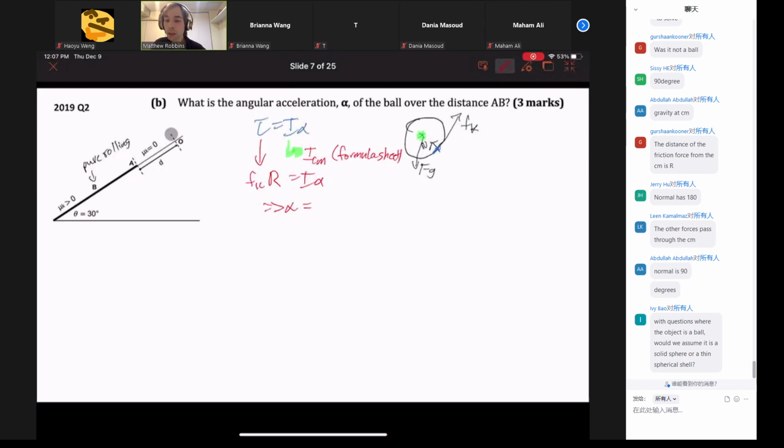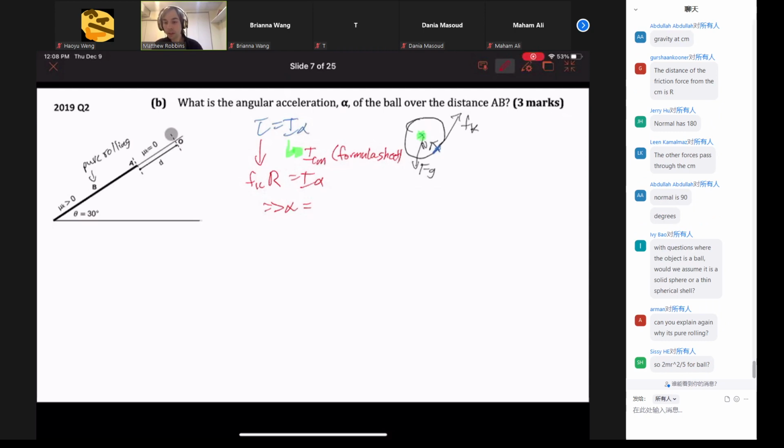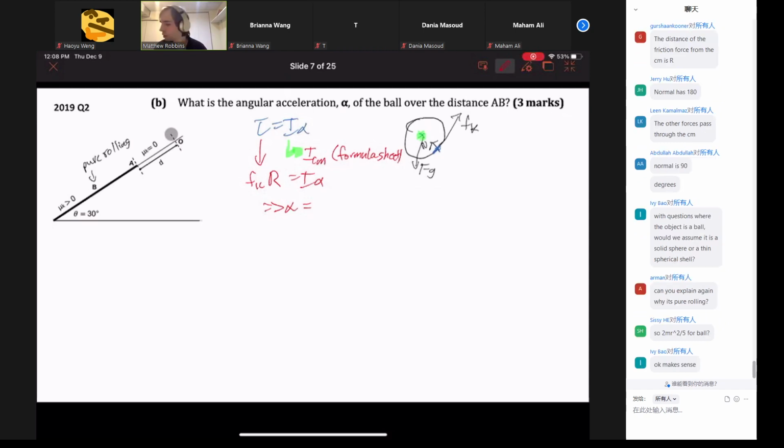With questions where the object is a ball, will we assume it's a solid sphere or a spherical shell? With a ball, you would assume a solid sphere. On the final exam, we explicitly say what our shape is. If we mean solid sphere, we'll say solid sphere. If we mean spherical shell, we'll say spherical shell. If we mean solid cylinder, we'll say solid cylinder. Is the moment of inertia for a ball 2/5 mr squared? Yes.